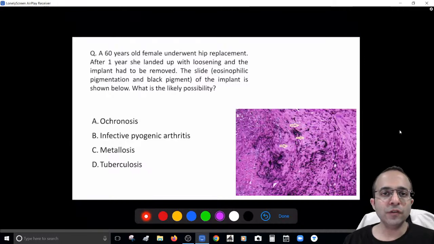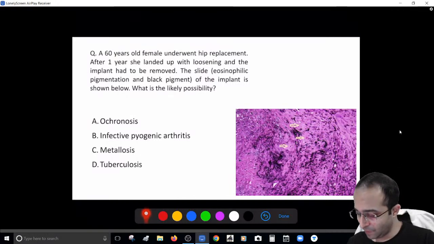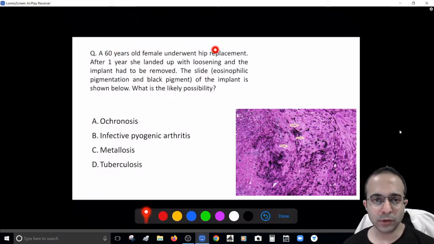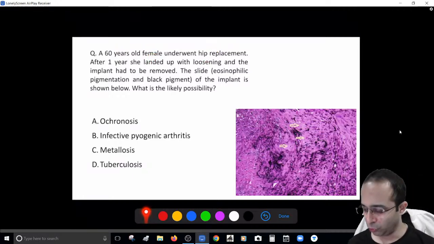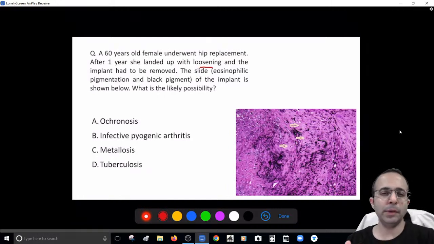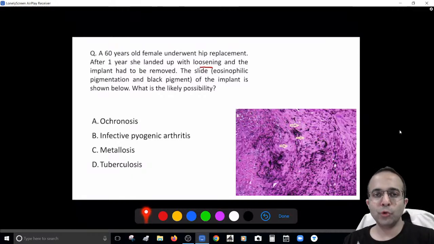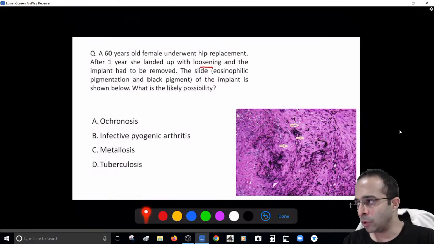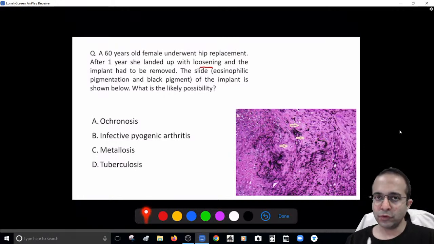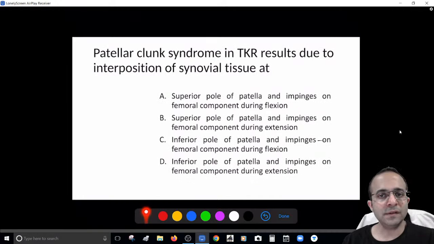I'm just sharing this small question that came up in the INICET paper a little time back. A 60 year old person, she has undergone a replacement. After 9 years, she has landed up with a loose knee, a troublesome problem you find with both hip and knee replacements. This implant had to be removed because it had gone loose. So a biopsy was taken and examined, with this eosinophilic pigmentation and this blackish pigmentation that you can see. Now you were supposed to comment upon the likely possibility, looking at the history and the biopsy.